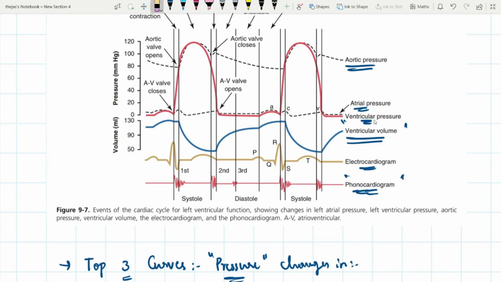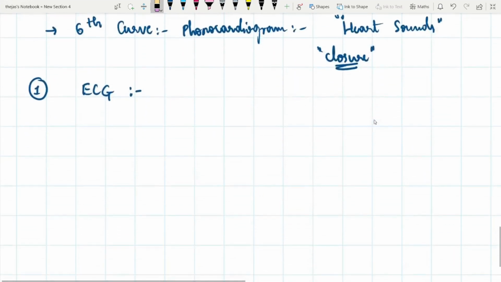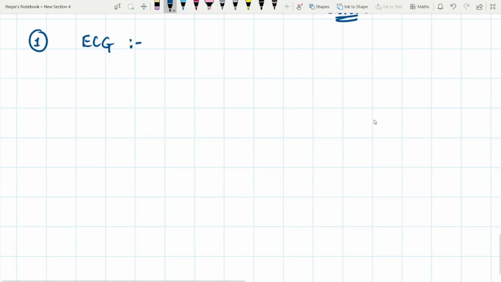So let's discuss ECG first. What is ECG? It's nothing but the recording of electrical activity of the heart. You should remember this sentence: the electrical activity of the heart occurs first and then the muscular activity occurs later. The depolarization occurs first, then the contraction of heart musculature occurs later. Same way, the repolarization occurs first and then relaxation later.